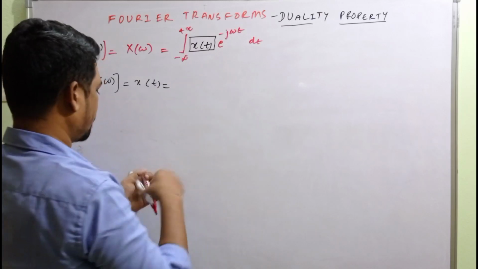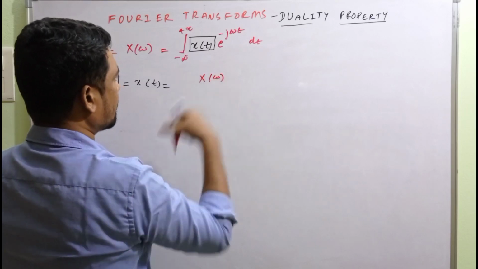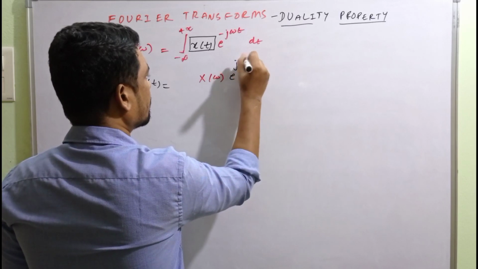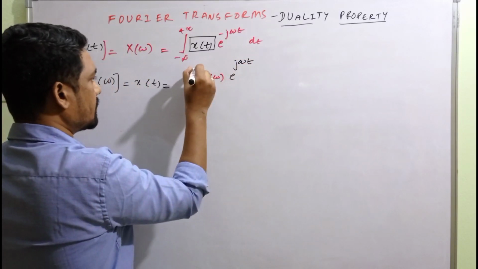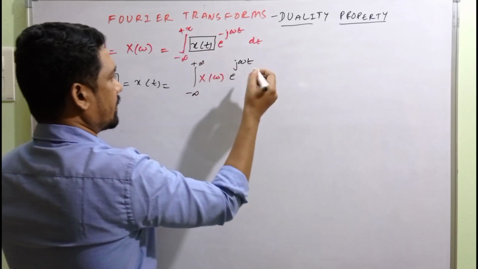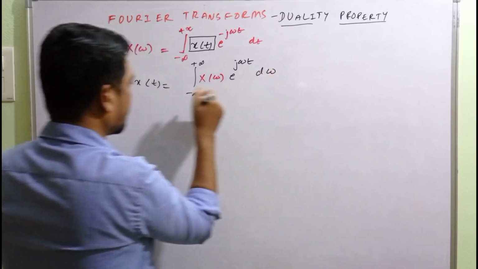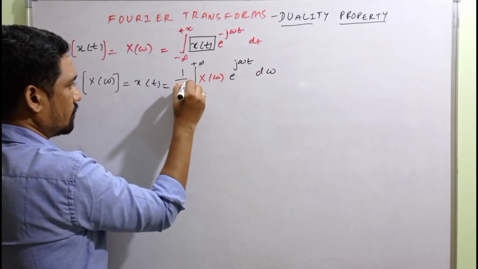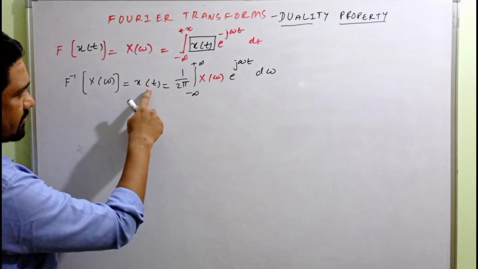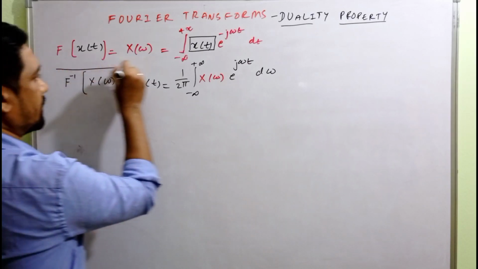It's X of omega multiplied with e raised to j omega t and integrated from minus infinity to positive infinity with respect to d omega, and we have 1 upon 2 pi over here. Guys, this is the expression to extract the time domain signal from the frequency domain signal. So this is for the inverse Fourier transform.